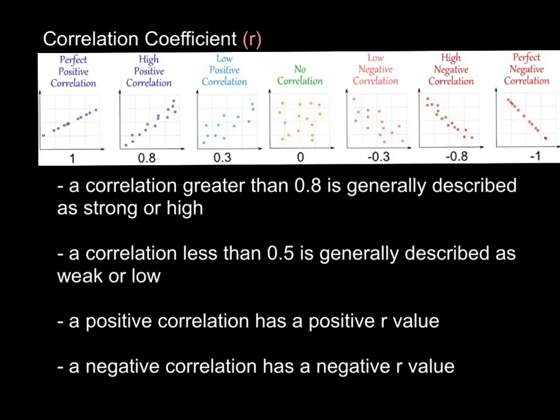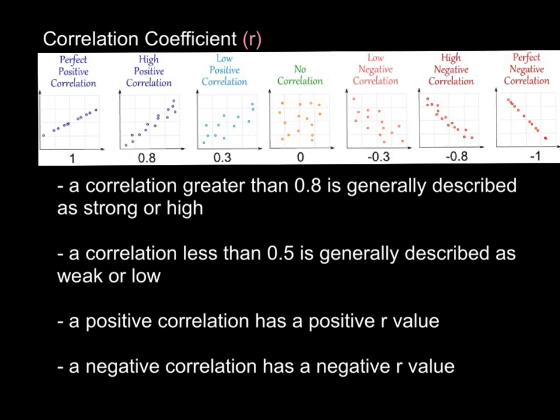Okay, so I brought back that visual we used before because of these numbers down here that we didn't talk about previously, but these are correlation coefficients down here. That's what they're representing. So correlation greater than 0.8, so here's the 0.8 and the -0.8, is generally described as strong or high. So again, this is a strong or high correlation.